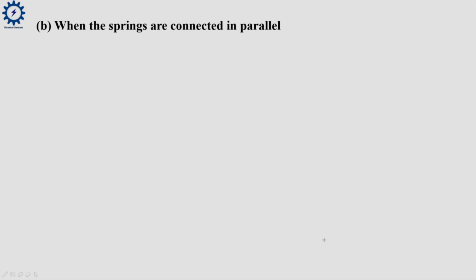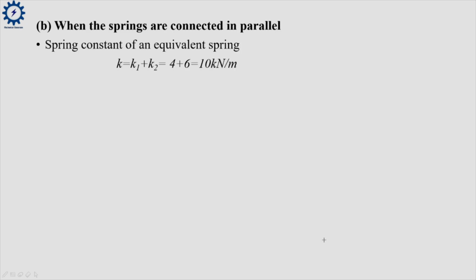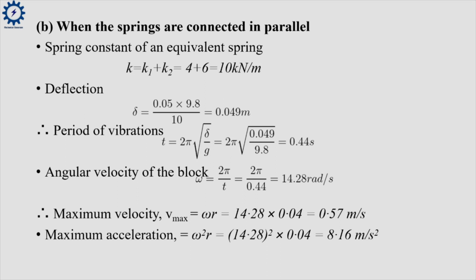Now let's consider the case when the springs are connected in parallel. This is the expression for equivalent stiffness. Equivalent stiffness will be 10 kN per meter. Maximum acceleration is 8.16 meter per second square. Hope you understood the concept of spring.